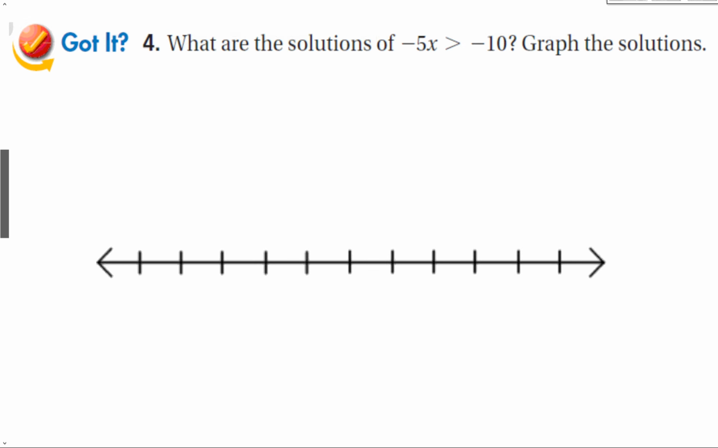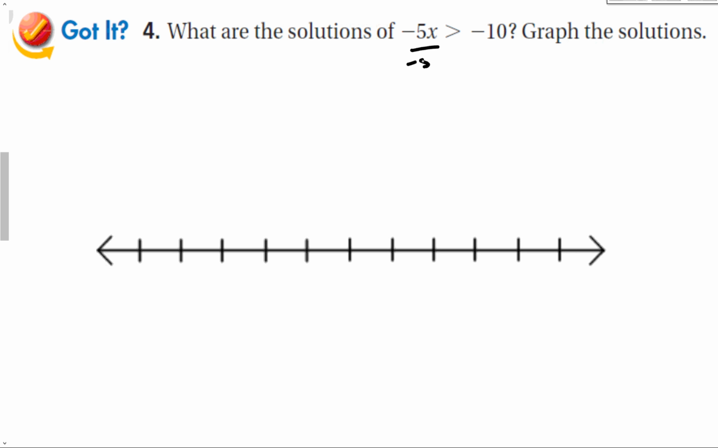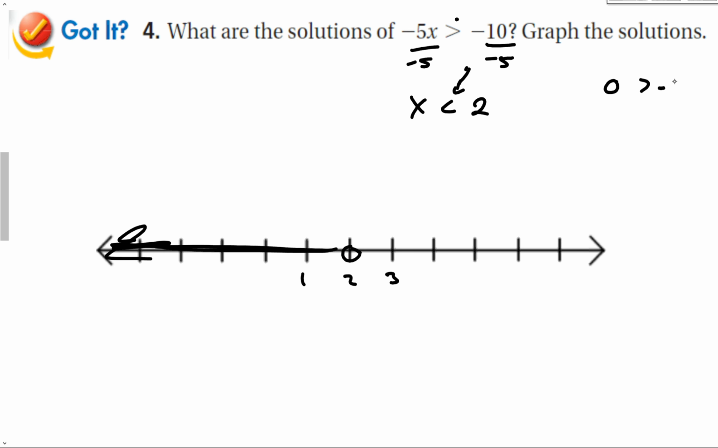Okay. My next problem? Again, very simply, divide both sides by -5. My rules of division do not change. -10 divided by -5 is a +2. The only thing that changes is to be sure that you reverse the inequality symbol. Okay? And open circle this time, to the left. And if I wanted to test, 0 is greater than -10. And yes, 0 is part of my solution right there.